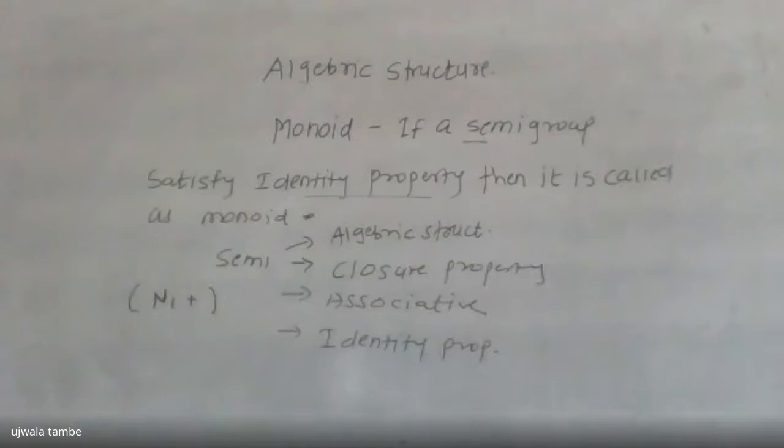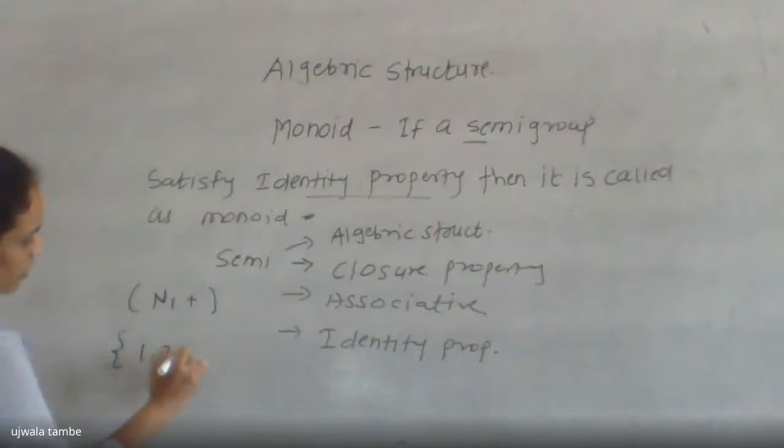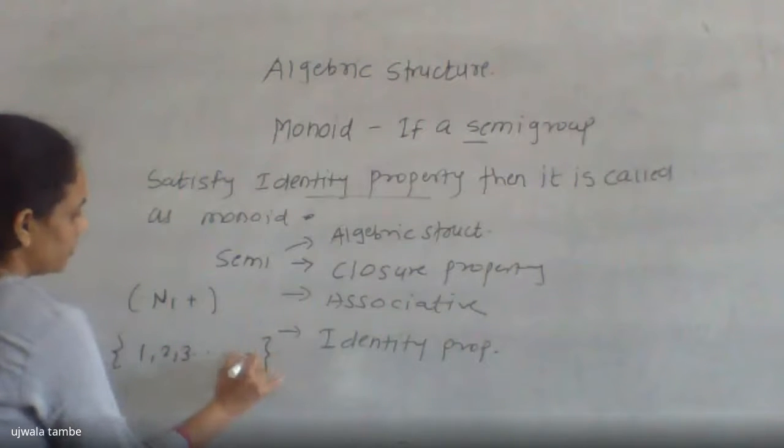So tell me whether the set of natural numbers starts with 0 or 1. Write down in the chat box. What about others? The set of natural numbers starts with either 0 or 1. Right. So the set of natural numbers starts from 1. Okay, 1, 2, 3 up to infinity.